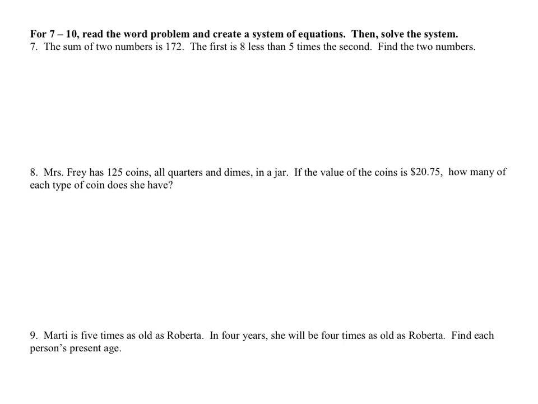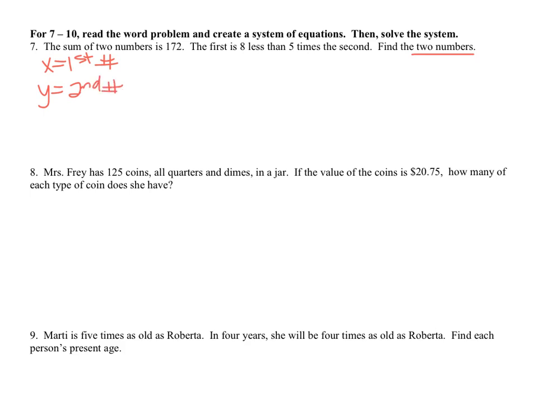Number 7, the sum of 2 numbers is 172. The first is 8 less than 5 times the second. Find the 2 numbers. So if we're trying to assign variables, we're looking for 2 numbers. So I'll let x be the first number and y be the second number. Those are the 2 numbers we're looking for.